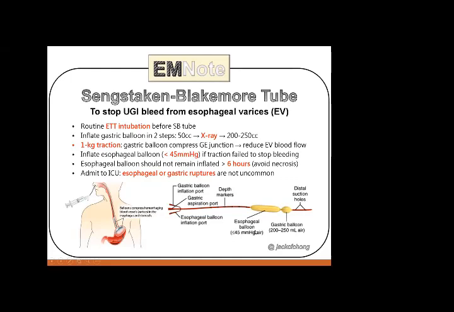Both are for gastric drainage. When you put it inside, you inflate the gastric balloon in steps of 50 cc, then do an X-ray to see how much is filled, and it should be up to 200 to 250 cc. A 1 kg traction is applied on the gastric balloon. Then the esophageal balloon is inflated to less than 45 mmHg. If it fails to stop bleeding, other measures are needed.